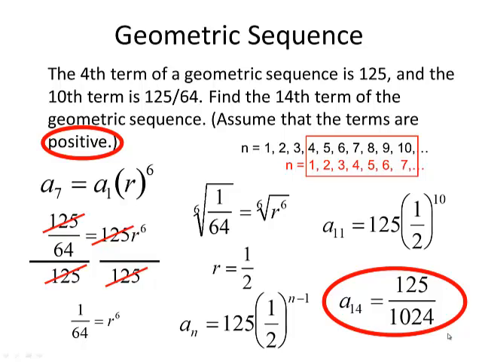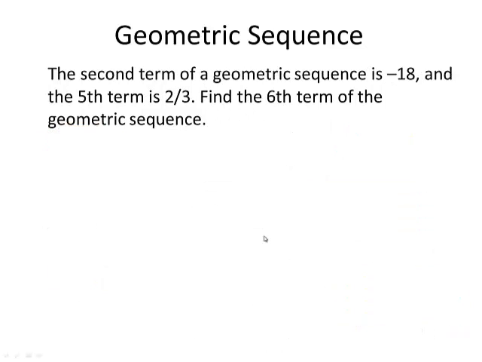Let me do another one so that you can get a good idea. The second term of the geometric sequence is -18, and the 5th term is 2/3. Find the 6th term of the geometric sequence. Okay, we have to find r, which we don't know, and we don't have the first term. Whenever we don't have the first term or r, we're going to have to use this little trick that I used here. I'm going to lay them all out like this, and since I want my second term to be my first term, I'm going to subtract 1 from everything.